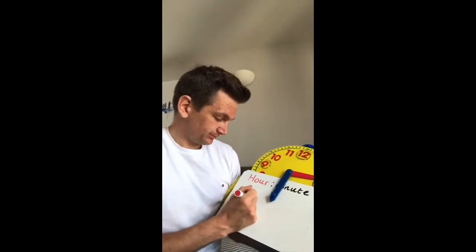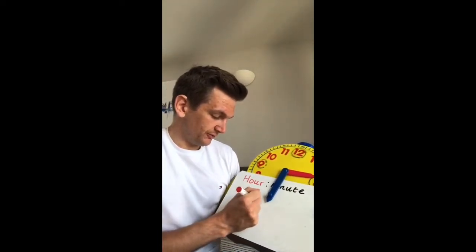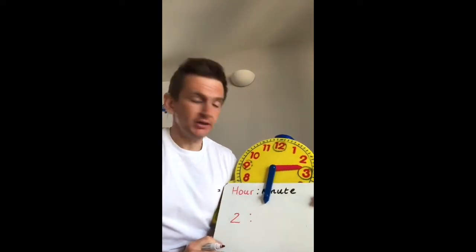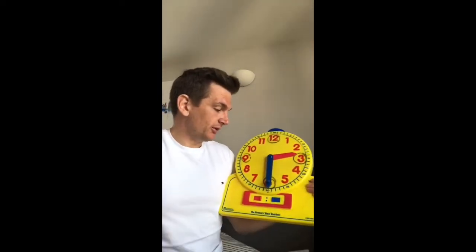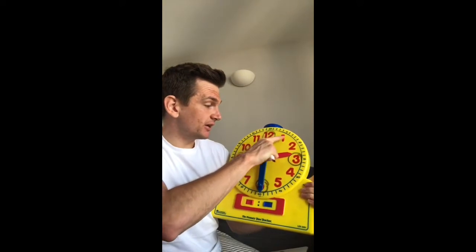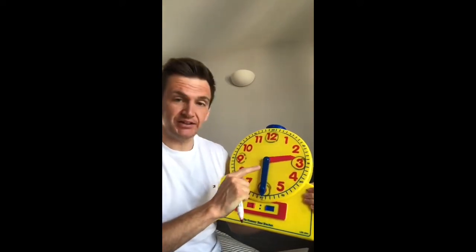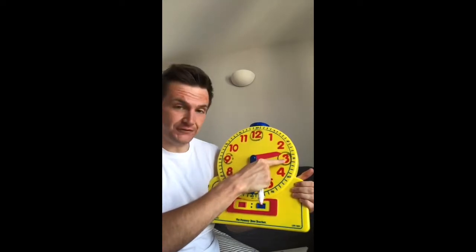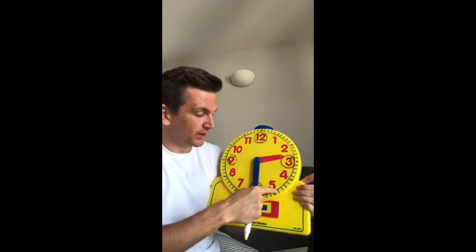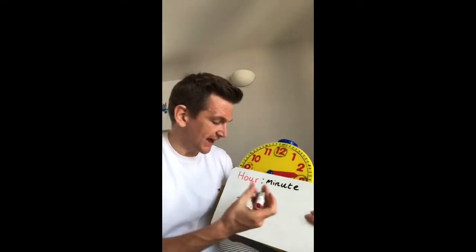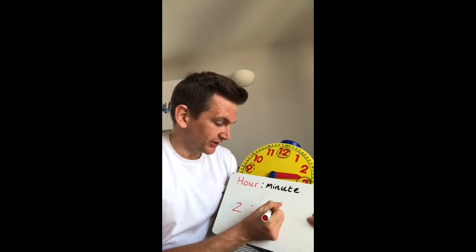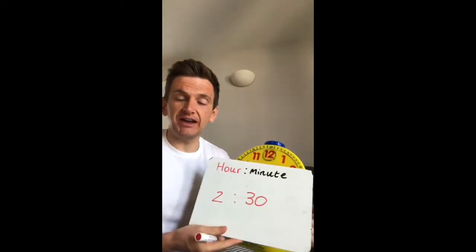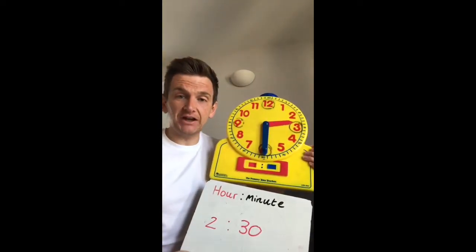So I do 2 followed by my colon, dot, dot. And now I need to work out how many minutes I've gone into my second hour. So let's work it out. We went 5, 10, 15, 20, 25, 30. So I've gone 30 minutes into my second hour. So on a digital clock, we would show that as 2:30.